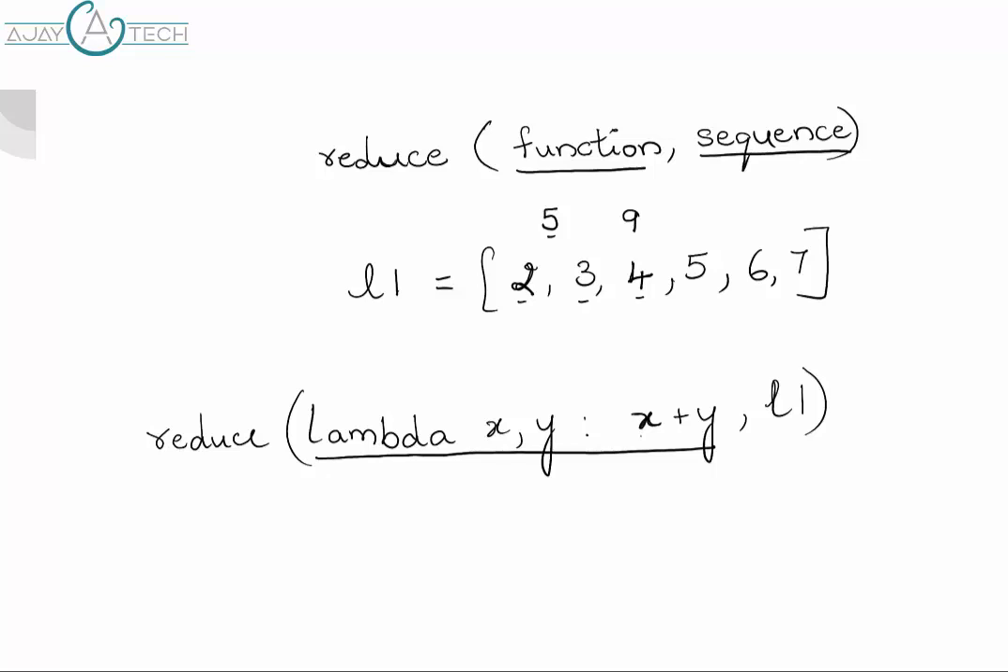And in the third step, the function is applied on the intermediate result 9 and the element at index number 3, and the intermediate result is stored again. This process continues till no more elements are left in the list and the final result is returned. Remember that the function reduce stores the intermediate result and only returns the final summation value.